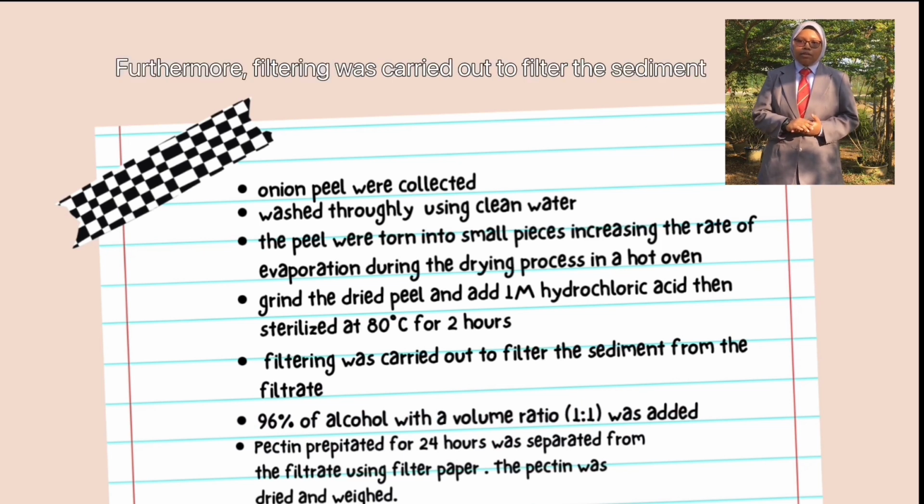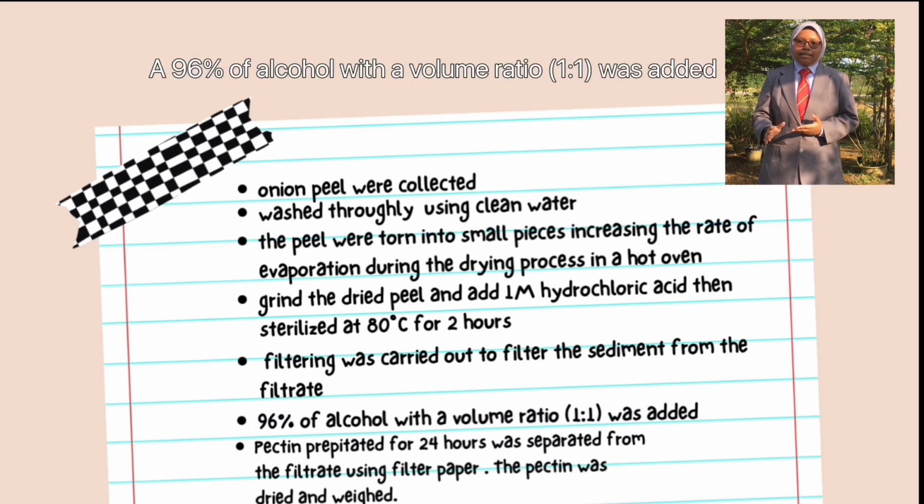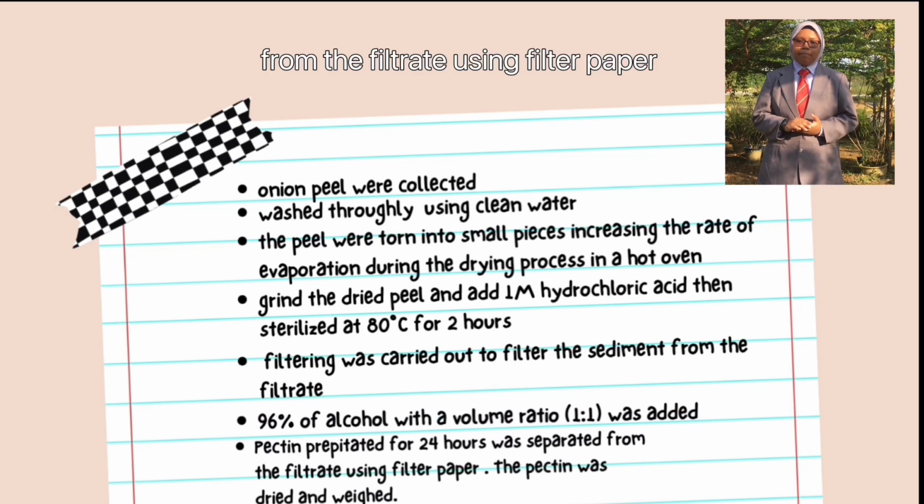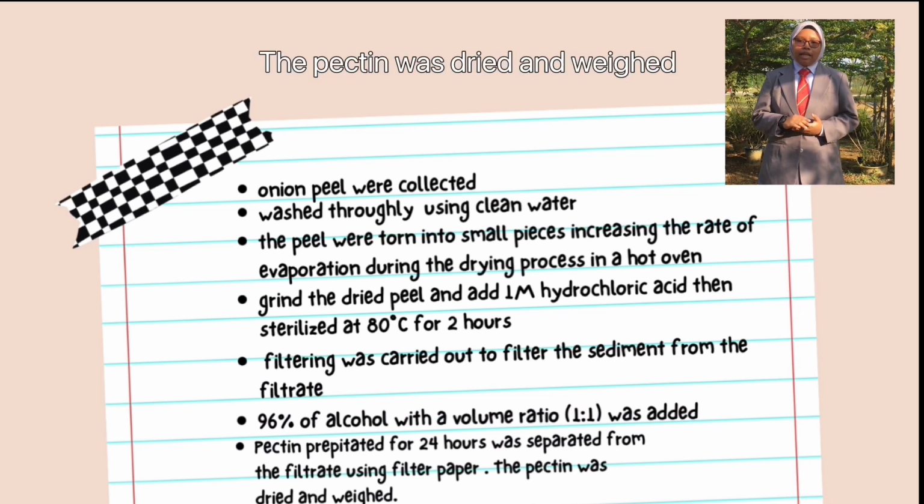Furthermore, filtering was carried out to separate the sediment from the filtrate. 96% alcohol with a volume ratio of 1:1 was added. Pectin precipitated for 24 hours was separated from the filtrate using filter paper. The pectin was dried and weighed.